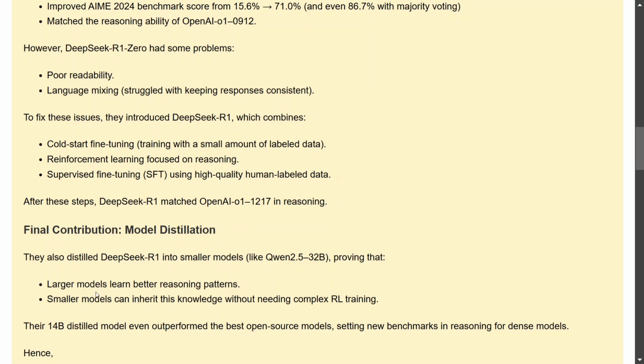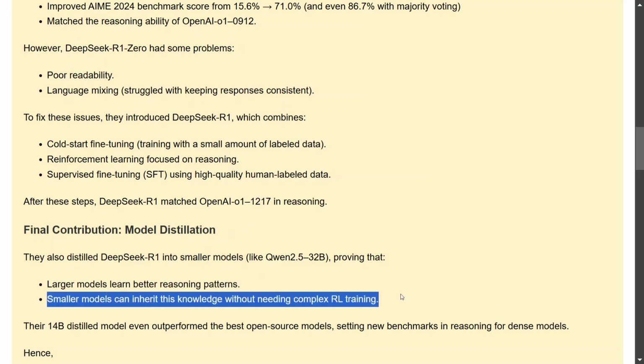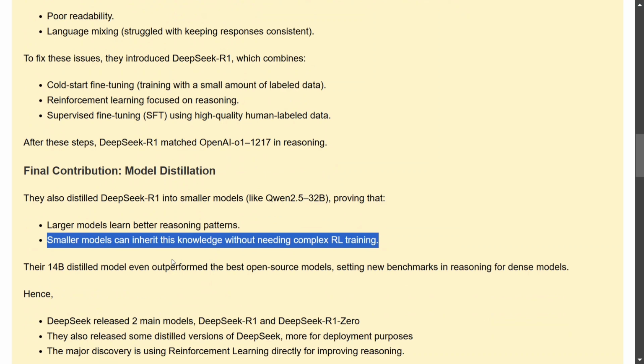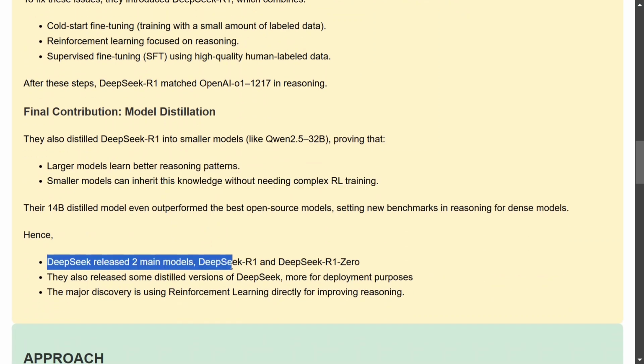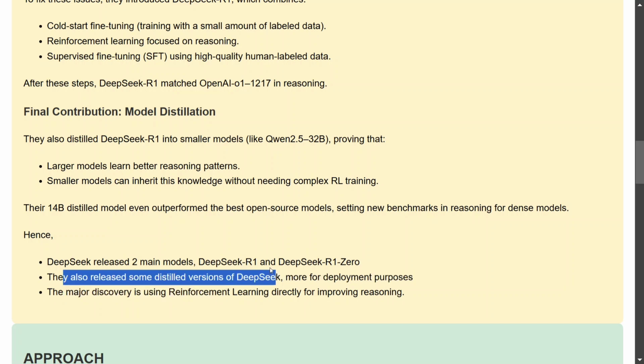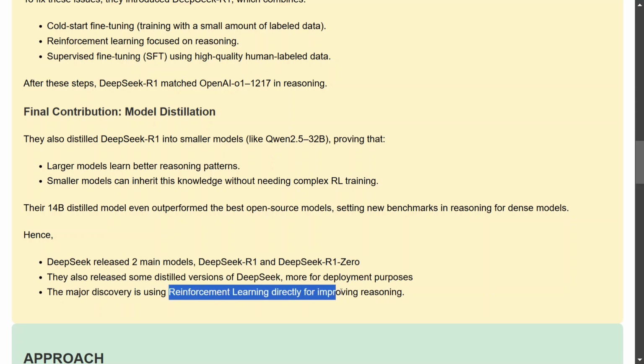So larger models learn better reasoning patterns. Smaller models can inherit the knowledge without needing complex RL training. Hence, using the idea of knowledge distillation, the team released two models first: DeepSeek R1 and DeepSeek R1 Zero. Some distilled versions of DeepSeek were also released, I think to be precise, 6. The major discovery is using reinforcement learning directly to improve reasoning. Only this particular concept has led to the US market crash, because before that it was assumed that you require a huge amount of data. It was assumed that you require a huge amount of GPUs as well. But now with this, you might not be requiring that.